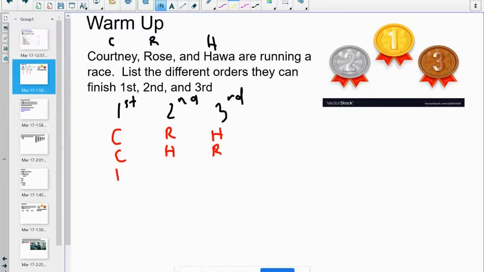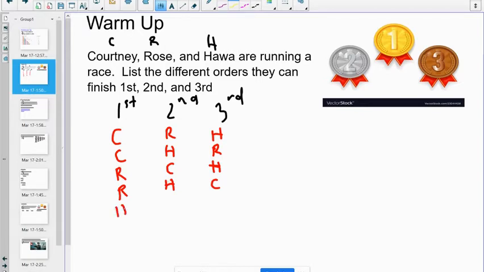Now I'm going to say when Rose can have first place. When Rose gets first place, we can either have Courtney or Hala in second place, but I just put Courtney for this one, and that leaves Hala left. And Rose can get first place again. Now I'll do the vice versa of the one we just did previously. So Hala could get second, and then Courtney could get third.